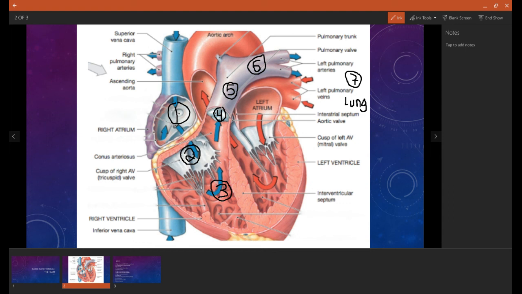So at the lung, this is where gas exchange is occurring. So we're actually picking up our oxygen. So as we go back to the heart, we're going to go through the left pulmonary veins. And at this point, we've become oxygenated because we've already picked up our oxygen. Now we need to go to our final destination. Now, after we come back from the left pulmonary vein, we go into the left atrium. So that is our next step, left atrium.